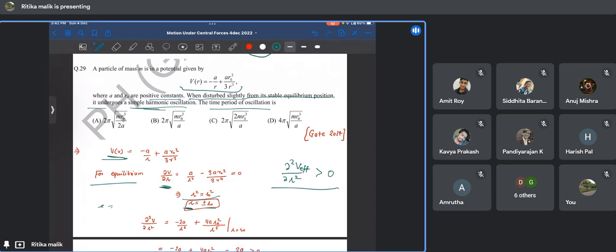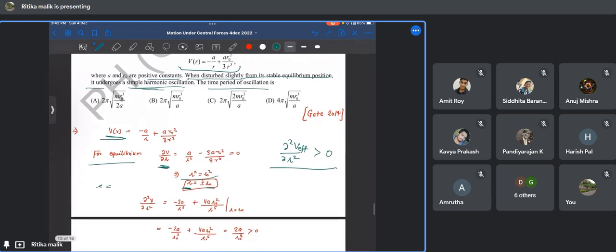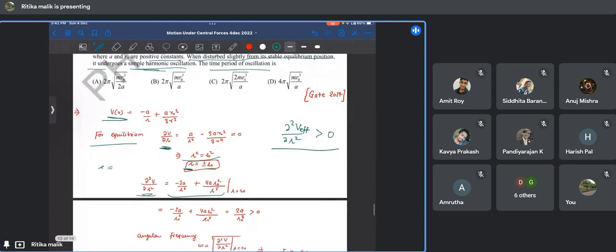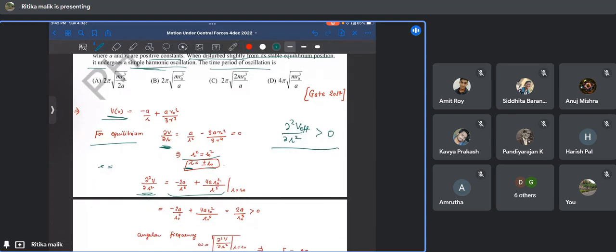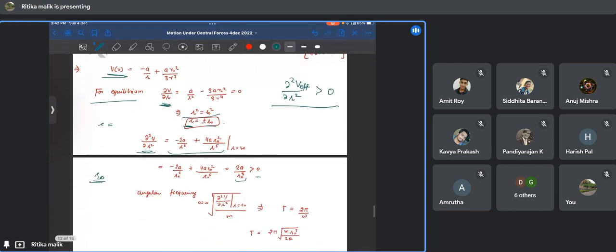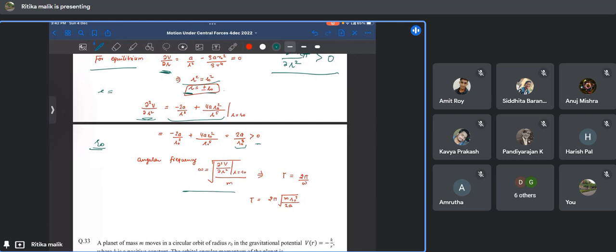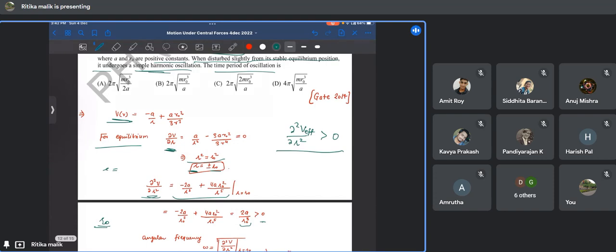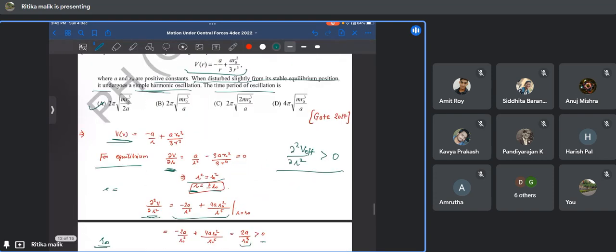We have two values for r: plus r naught and minus r naught. We only choose the value for which del 2 V by del r squared is greater than 0. So we calculate del 2 V by del r squared for plus r naught and minus r naught. Here I am just putting the value of plus r naught, which gives you a value greater than 0. And by putting this value, we will be able to calculate the value of angular frequency, and time period is related to angular frequency by 2 pi by omega. So this is your time period of oscillation, 2 pi times the square root of m r naught cubed by 2A. So this one is the correct answer.